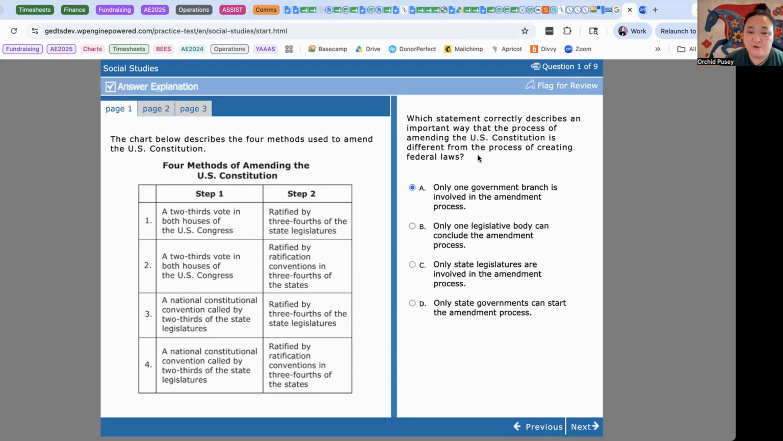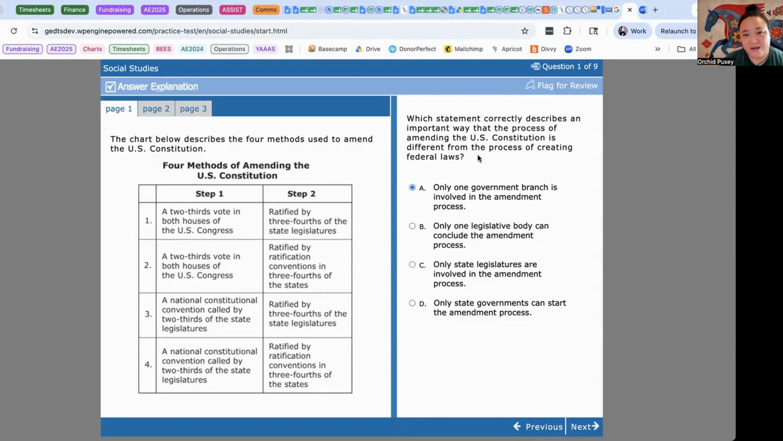So, three branches of US government are the executive branch. Executive is like the president. So, we can look on the left. Do we see anything about the executive branch here? Do we see the word executive? Do we see the word president? No.